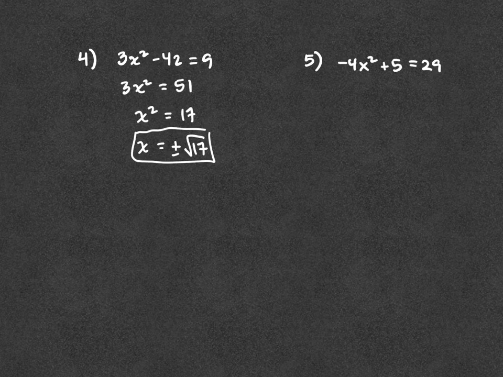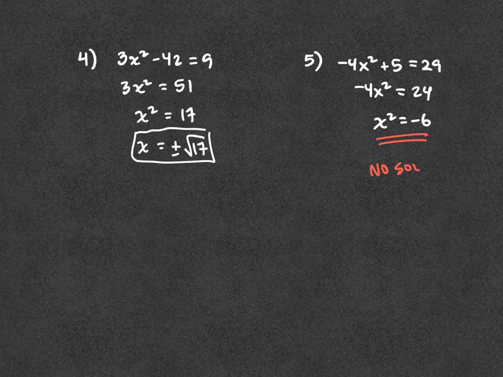Okay, number 5, let's try this problem as well. Subtracting 5, I get negative 4x squared is equal to 24. Dividing by negative 4, I get x squared equals negative 6. Right here, I'm going to stop. And I'm going to say no solutions, as I see what's coming. Okay, there's no real solution to that equation. And that's because I can't take the square root of a negative number.